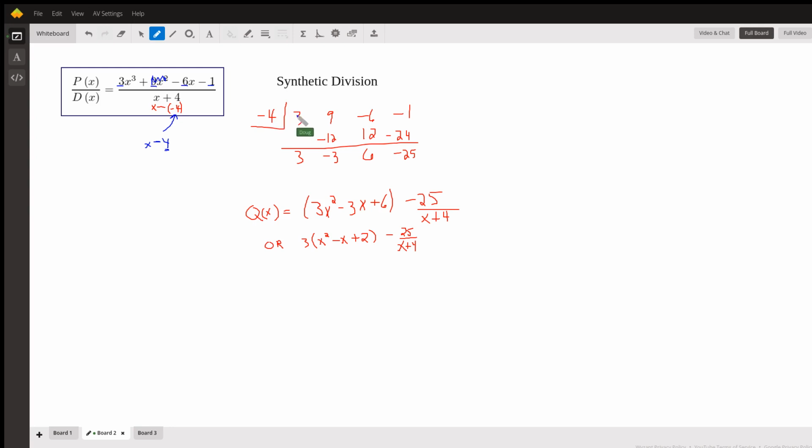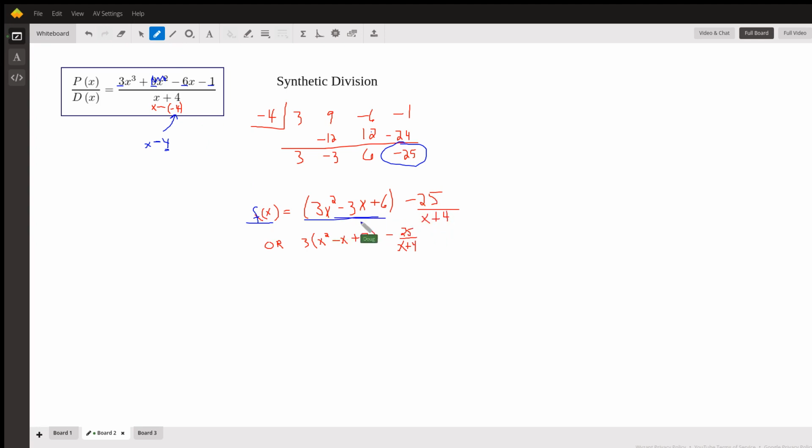But the way you do it is bring down the leading coefficient, multiply. So -4 times 3 is -12. And add. 9 minus 12, negative 3. Repeat the process. Negative 4 times negative 3 is 12. Add. So multiply and add. And finally, there's the remainder. Okay. And same deal. I should not have used the letter q. I'll just use a little letter f of x equals the quotient plus the remainder over the divisor.